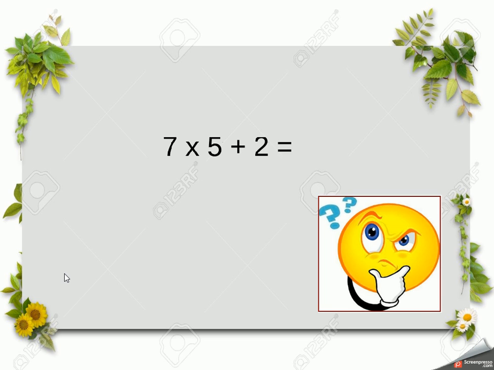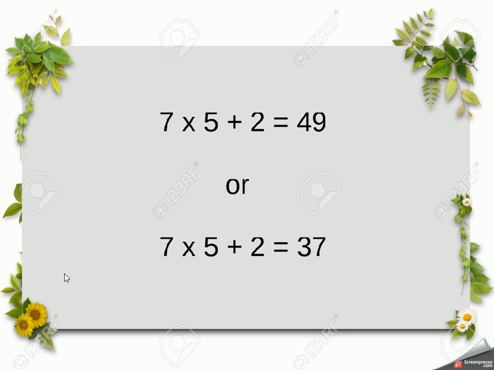Here we've got a sum, 7 times 5 add 2, and there's two different ways in which we could do this. If we add 5 and 2, we get a 7, so it could be 7 times 7, which is 49. On the other hand, we could do the 7 times 5 first, and 7 times 5 would be 35. Adding the 2 will give us 37. So which one do we use? Do we do the 5 add 2 first? 7 times 7 is 49. Or do we do the 7 times 5 first? 35 add 2 is 37.